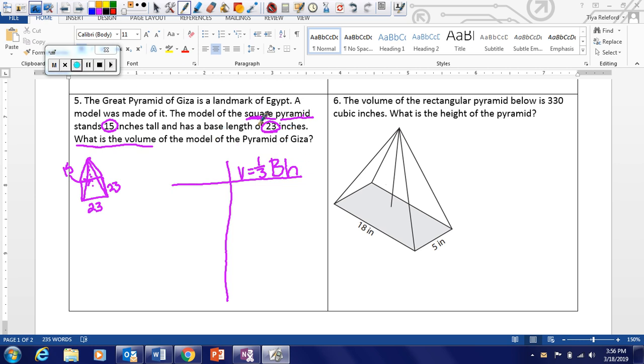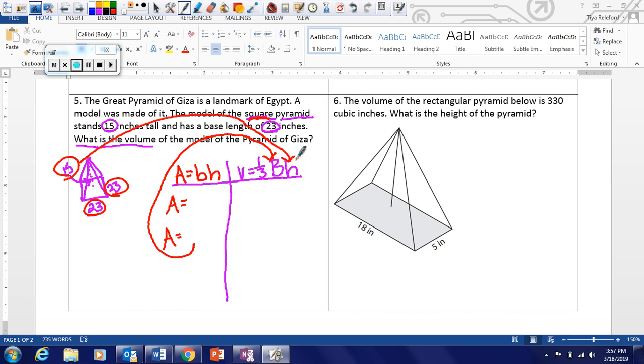And we know that a square is a rectangle. So 23 and 23 are going to be your base and height. That answer is your capital B. 15 is your H. Big numbers.